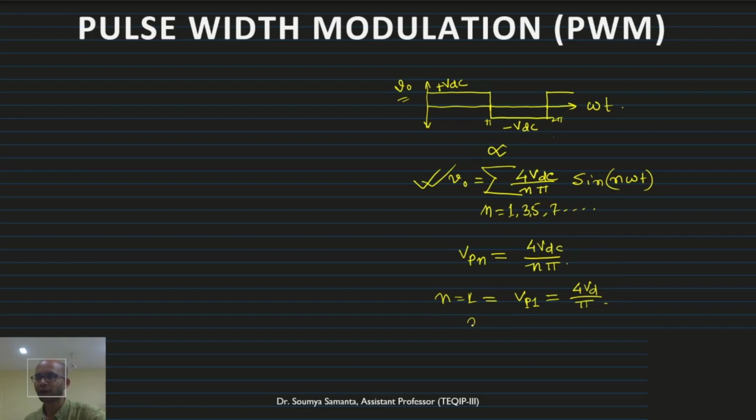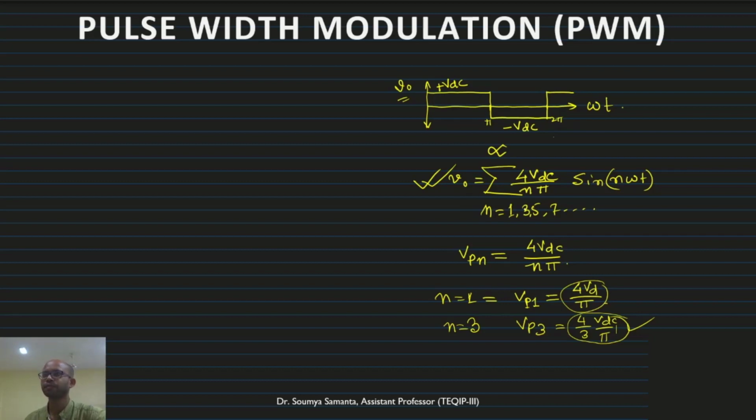Now if we talk about n equals 3, then what will happen? This is Vp3, so this will be 4 by 3 into VDC by pi. So this is how we will get it. Simultaneously we can calculate other frequencies also for n equals 5, n equals 7, like that. So these are the magnitudes of the third or fifth harmonics or fundamental, this way. Now this gives a significant amount of harmonic content in the waveform.